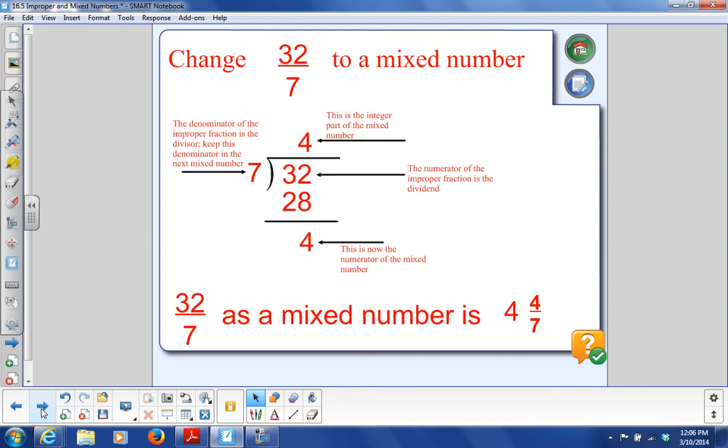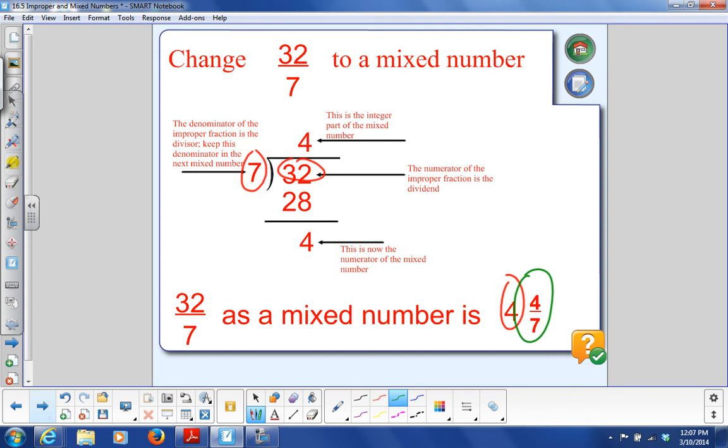Here is another example of how to do that. We have 32 sevenths. I'm going to take 7 on the outside of my house for my division, and the numerator inside the house, and I'm going to divide. So 7 goes into 32 four times. 7 times 4 is 28. 32 minus 28 is 4. So 4 is going to be my whole number, and my remainder is going to be my numerator, and the denominator stays the same. That's how I get 4 and 4 sevenths.